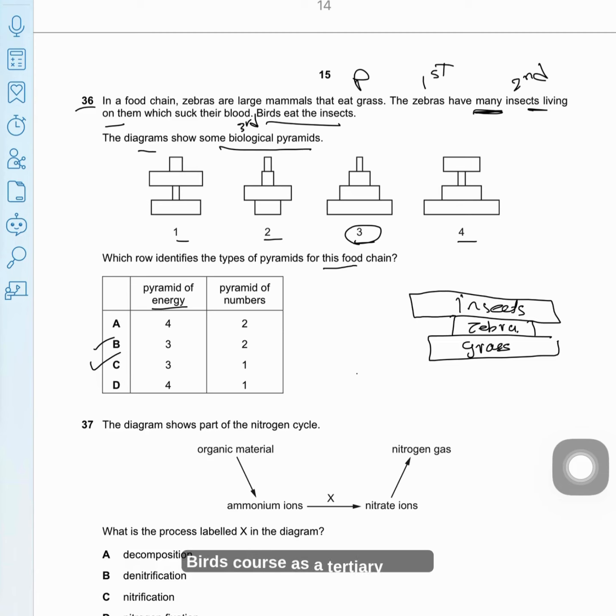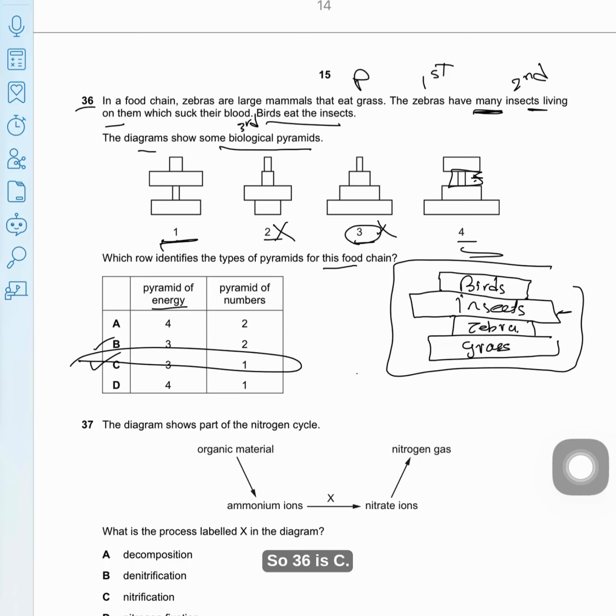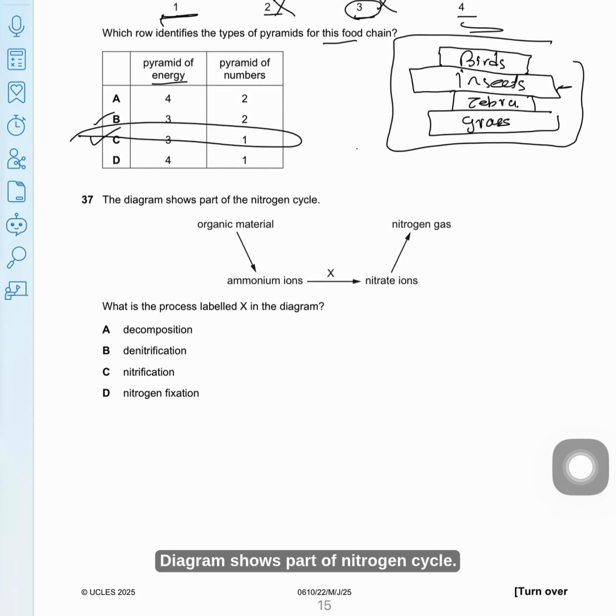Then comes what? Birds. Birds, of course, as a tertiary living organism, must be also low. So this pyramid, which one resembles it? Of course, it's not three. We have been through three. Also, it's not two. So it's one or four. What do you think? Are insects, which are the third, this much? No. So one is the most applicable one for us. So 36 is C.